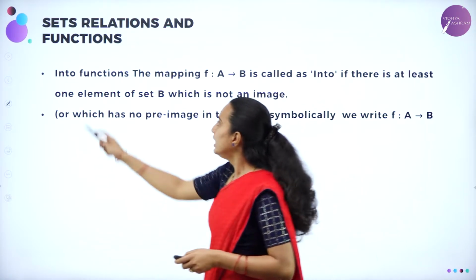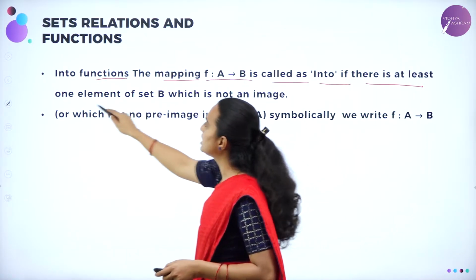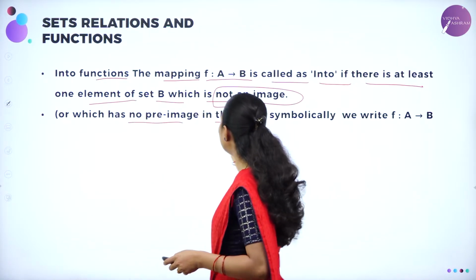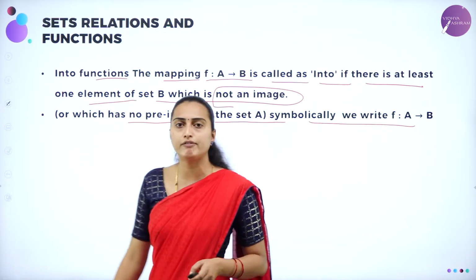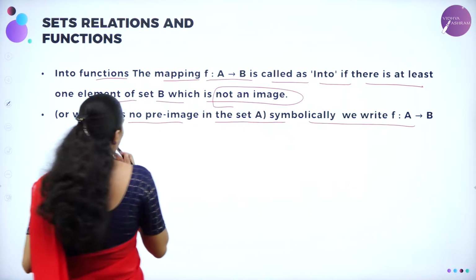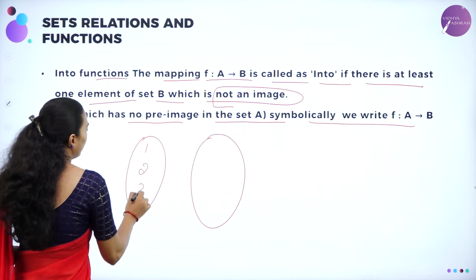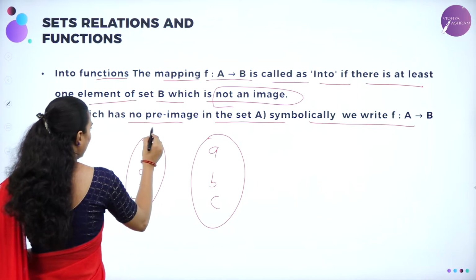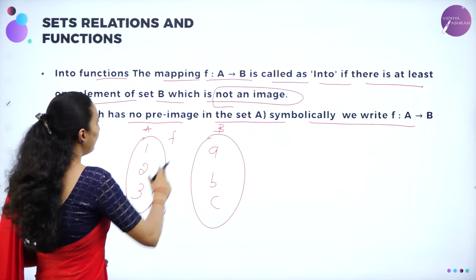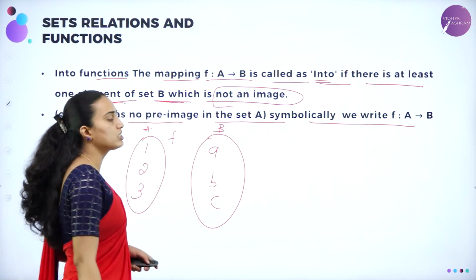Types of functions. Into functions: the mapping f from A to B is called an into function if there exists at least one element of set B which is not an image, that is, which has no pre-image in the set A. Symbolically, we write it as f from A to B. So here, this is a function, you are going to have 1, 2, 3, 4, and this is A, B, C. This is set A and this is set B. I am going to call f from A to B an into function if there is at least one element of set B which is not an image.